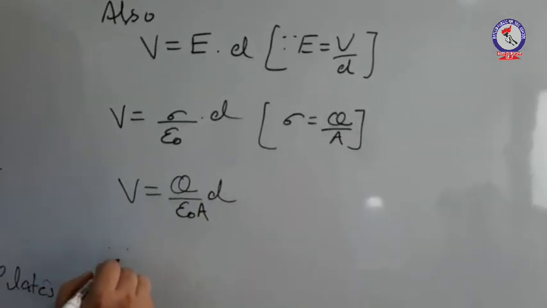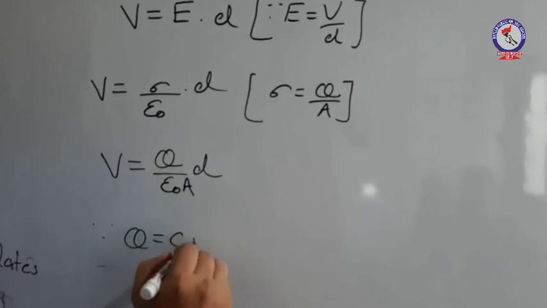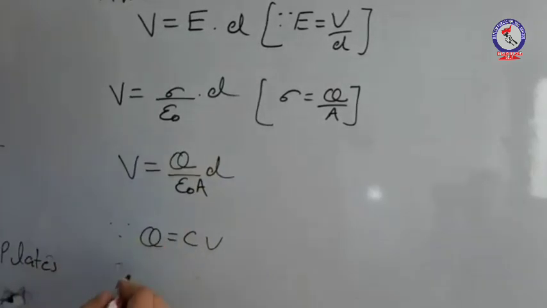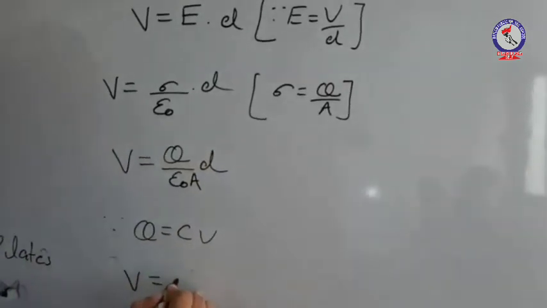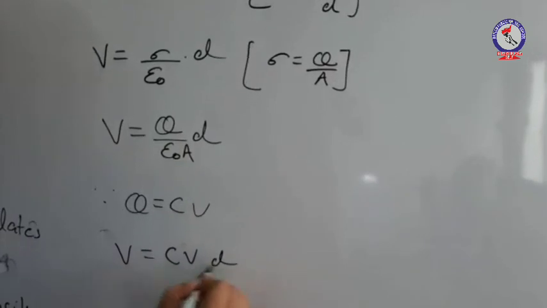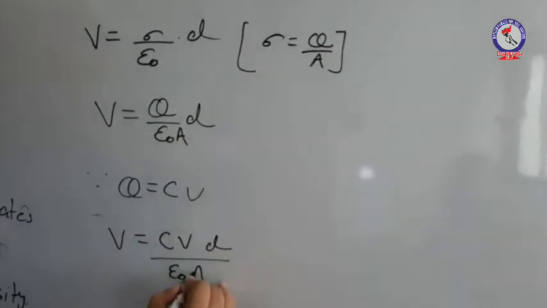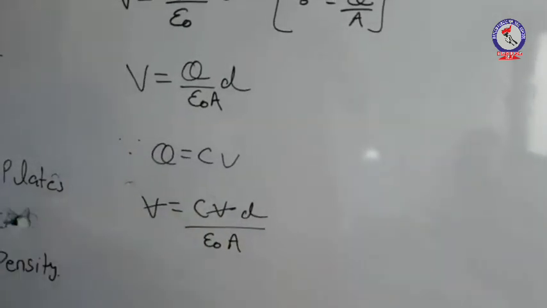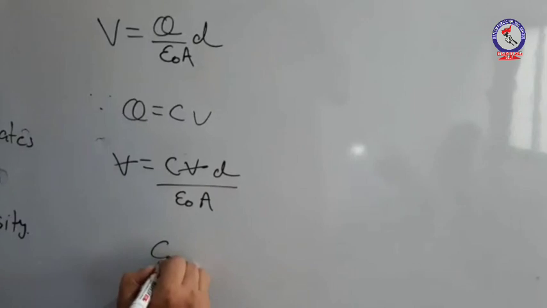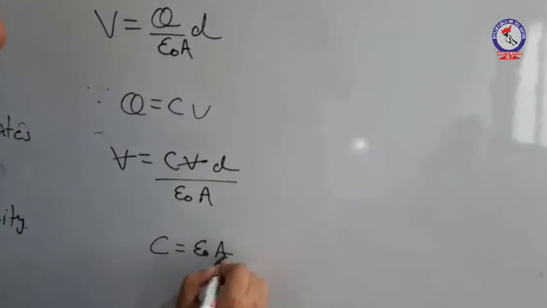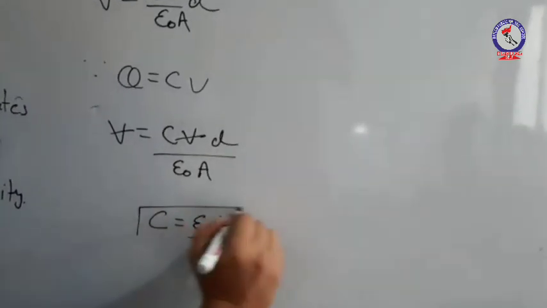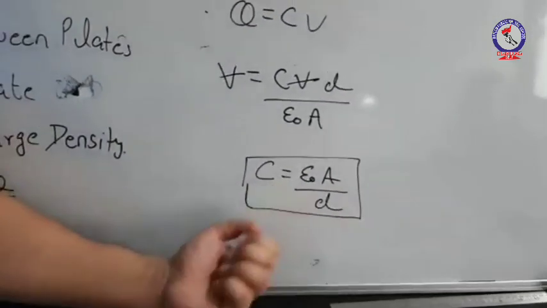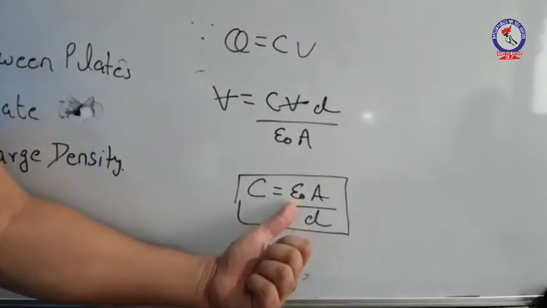We also know that Q is equal to CV. Substituting the value of charge in this equation, V and V get cancelled. Simplifying the value of capacitance, you have C equals epsilon 0 A by d. This is the expression of capacity of a parallel plate capacitor with air in between.